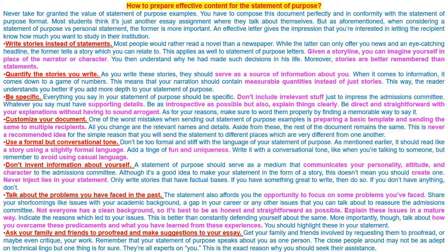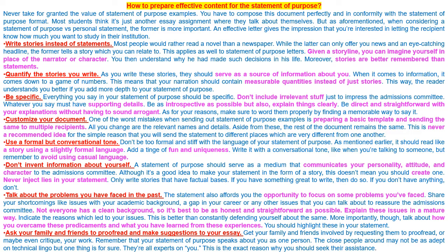When it comes to information, it comes down to a game of numbers. This means that your narration should contain measurable quantities instead of just stories. This way, the reader understands you better if you add more depth to your statement of purpose.